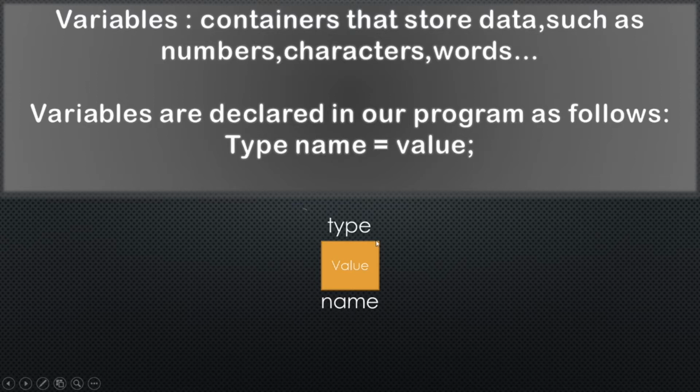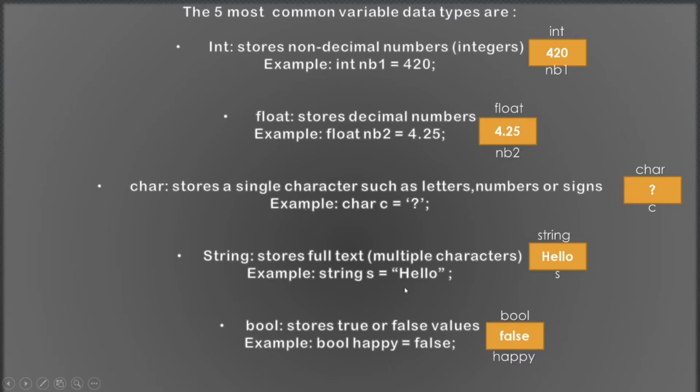Consider this as a memory block somewhere in our computer. When we write this, it assigns a memory block for this value. It is of a certain type and it has a certain name. So here we're going to discuss the 5 most common variable data types in coding and programming. The first one we're going to discuss is integer.